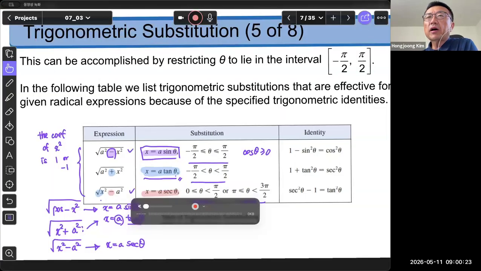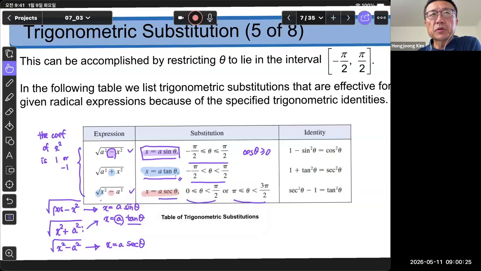We were talking about the trigonometric substitution, and let me mention a few more things today. First of all, let me show the notebook. Okay, so there are three types of substitutions.